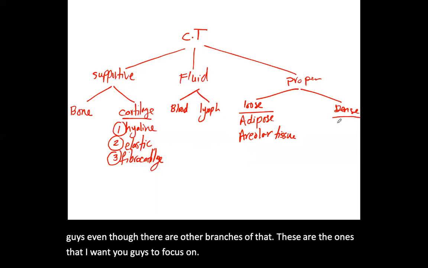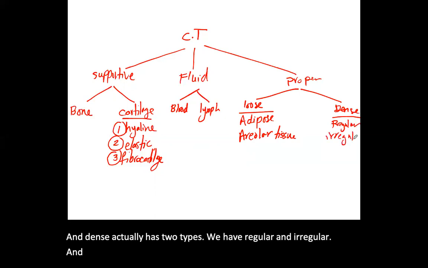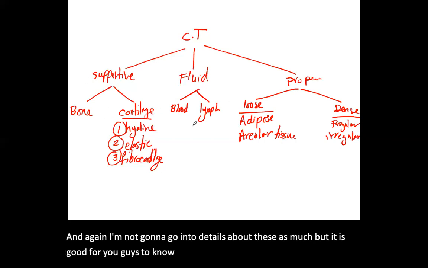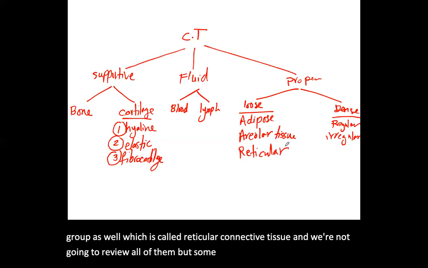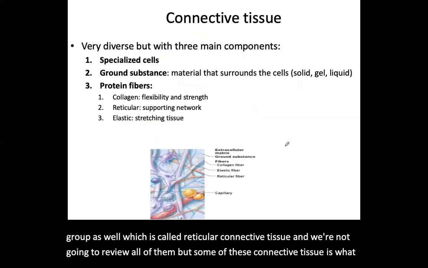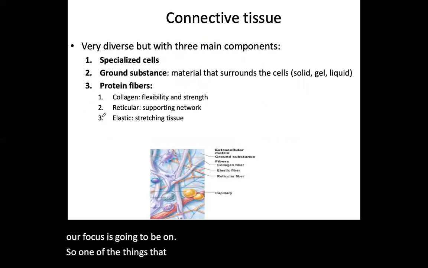And dense actually has two types. We have regular and irregular. Again, I'm not going to go into details about these as much, but it is good for you to know that. While I'm doing that, let me add this group as well, which is called reticular connective tissue. And we're not going to review all of them, but some of this connective tissue is what our focus is going to be on.